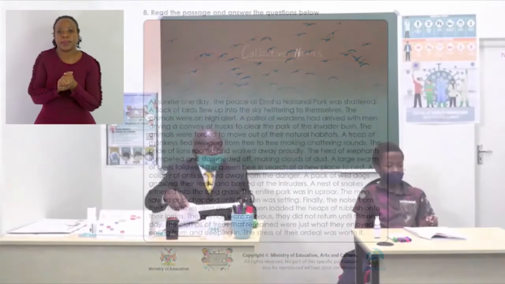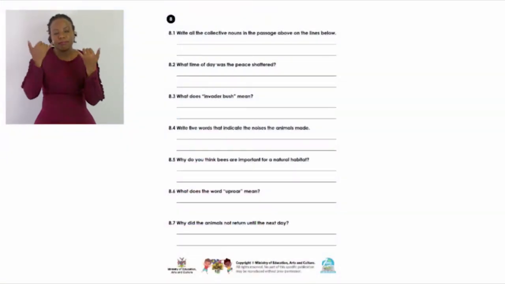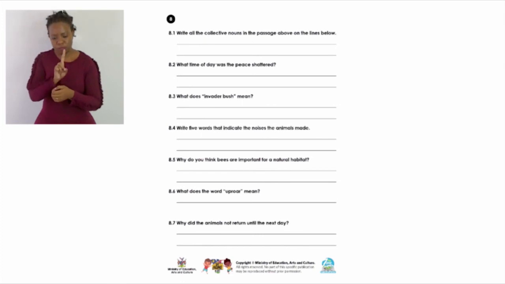Right. That's it, boys and girls, for the passage. Now we move on to the next page. Remember, as you read the passage, it's important to highlight the collective nouns. On the next page, on page 8, there are some questions. So we do those questions, try to answer them in full.